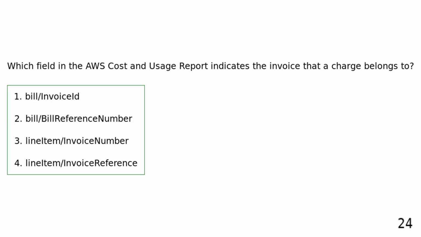Which field in the AWS cost and usage report indicates the invoice that a charge belongs to? Bill/invoice ID. Bill/bill reference number. Line item/invoice number. Line item/invoice reference. The bill/invoice ID field in the AWS cost and usage report shows which invoice a particular charge belongs to, helping to reconcile charges with specific invoices.